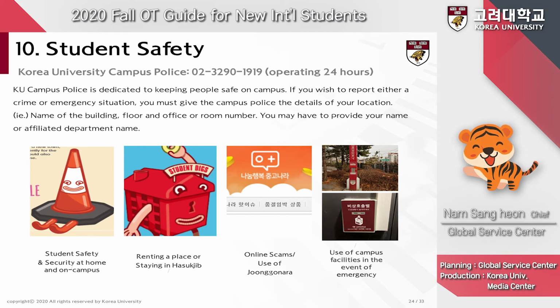Also, as the picture on the far right shows, throughout our university campus, we have emergency bells installed. Also, in case of an emergency outside of the university campus, for police, call 112. For fire, call 119. And just as a simple tip, if you want to go and sign a contract for housing, you should go with a local Korean friend or an international friend who has been living in Korea for a long time to avoid potential scams if possible.